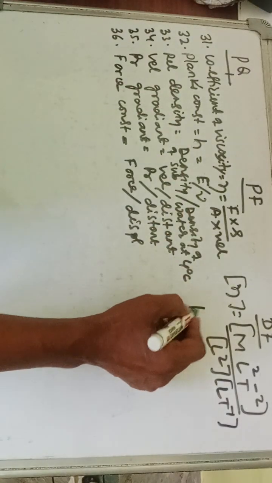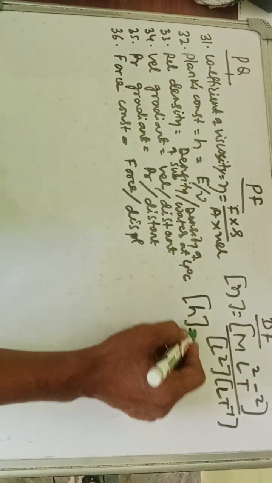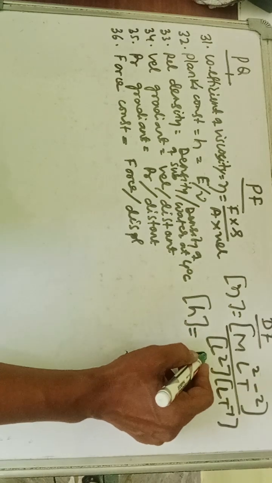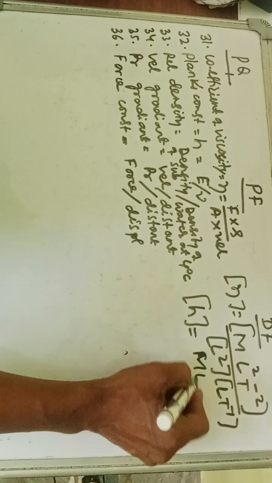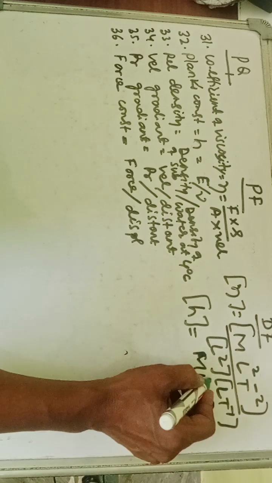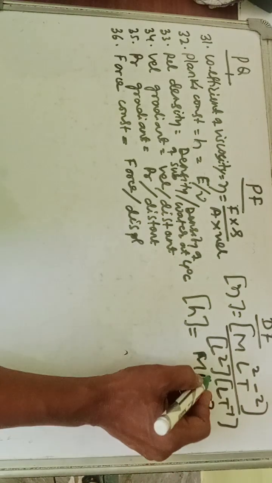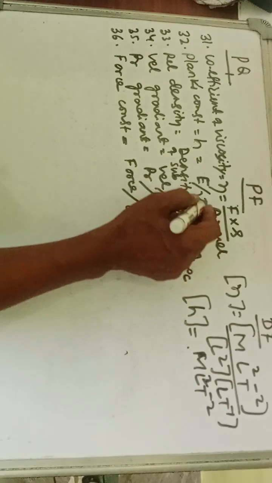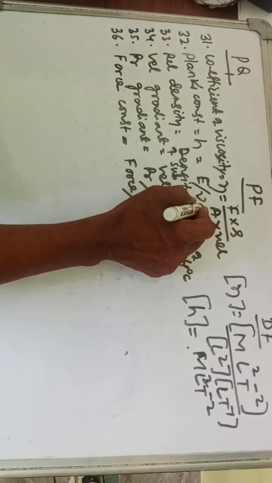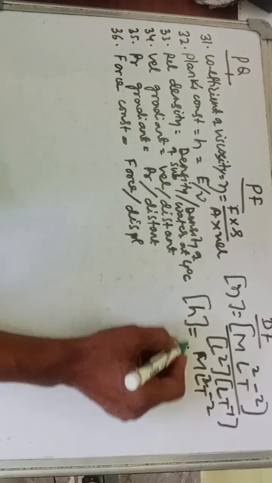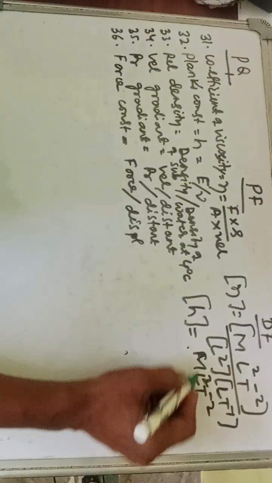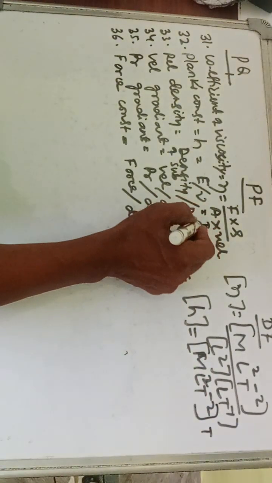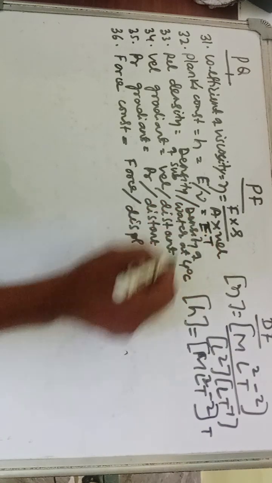For Planck's constant h, we have energy, that is again work done, force into distance. For force MLT^-2, for work done ML^2T^-2, and for frequency nu it is 1 by t, so you need to multiply it with t. You can say it is E into t.